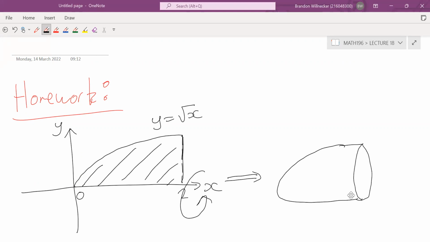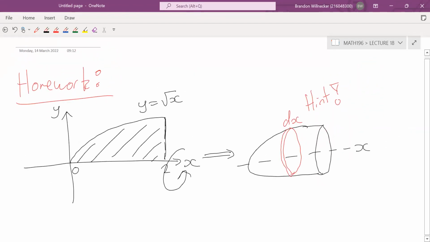It's around the x-axis here. Now if we're making our slices, it's going to be something like this. Let's just draw that a bit neater. So now the thickness is going to be dx, because we're working along the x direction. So that's along x, and I'm going from 0 to 2. The thickness is dx, so that's your hint there. Please find the volume of the shape.